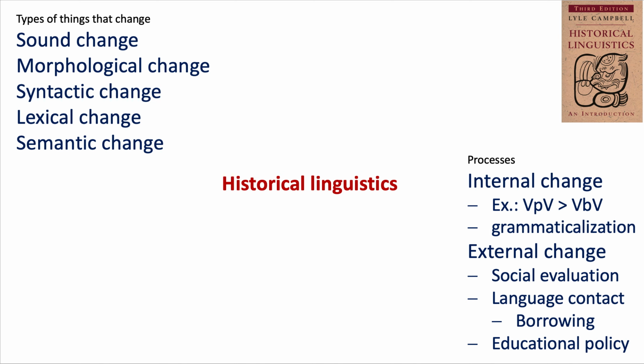So the change from p to b in Spanish in between vowels is an example of this type of internal change, and you can read about this in Campbell if you can. Then we also have grammaticalization. This is another internal process. This is centrally concerned with the evolution of grammatical forms, in a sense that these often derive from words or morphemes that do not have a grammatical use.